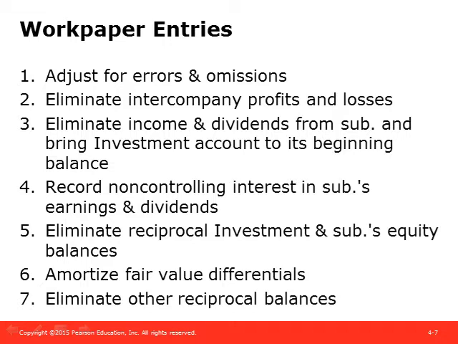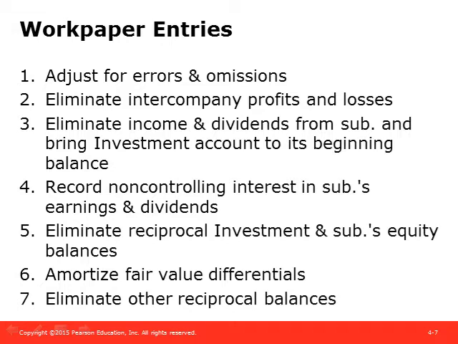And so now to get to our workpaper entries, first we have to adjust for any errors and omissions. Then we have to eliminate intercompany profits and losses. As you know, when we consolidate, we only want to report revenue once, and we want to report any profits or losses as a result of operations once.